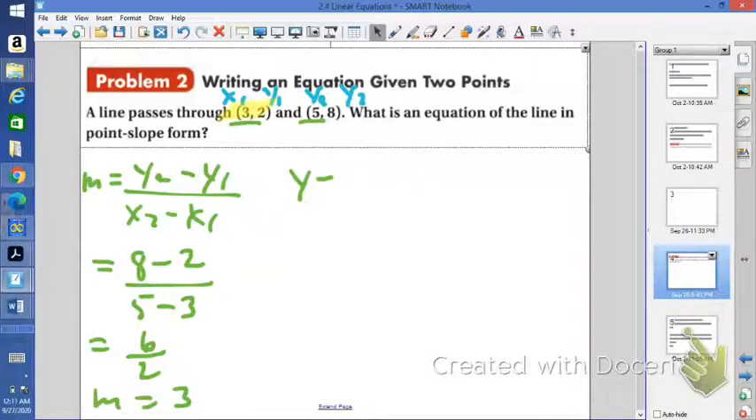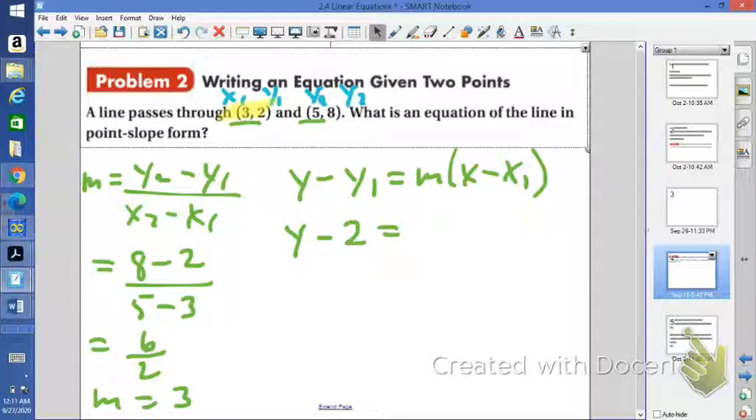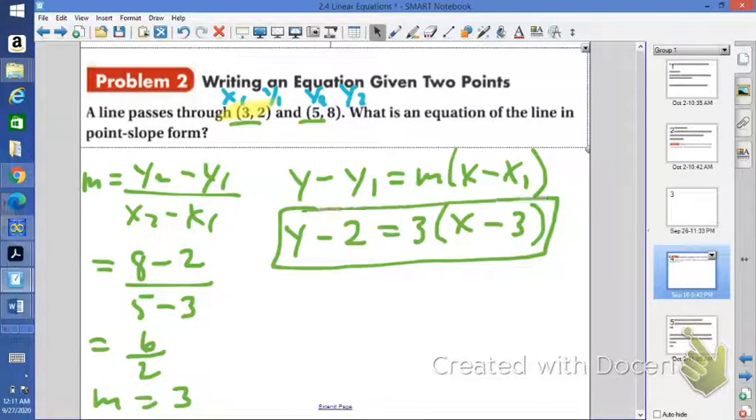So we have y minus y sub 1 equals m times x minus x sub 1. So we're plugging in for our y sub 1 and our x sub 1. So we have y minus, my y sub 1 is 2, equals my m, which is 3, times x minus x sub 1 is 3. So we have y minus 2 equals 3 times x minus 3. I don't have to go any further. Didn't have to clean anything up there. This now is finished and in point-slope form.